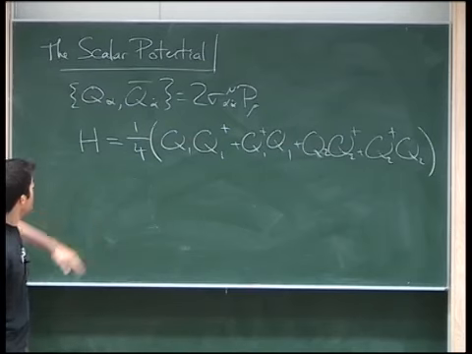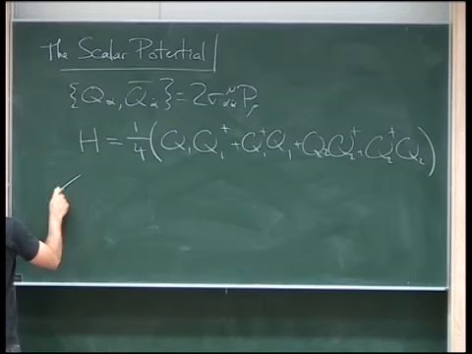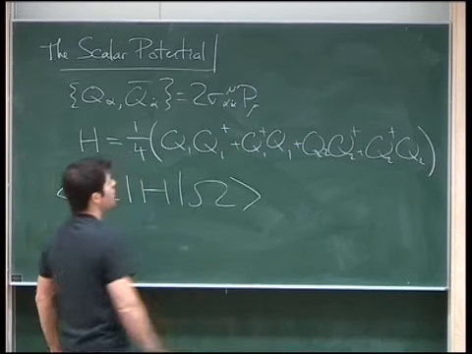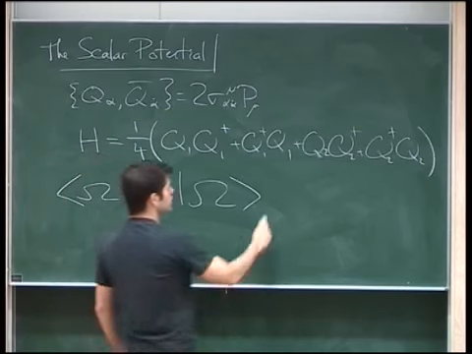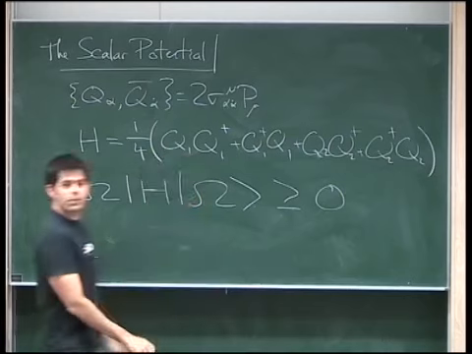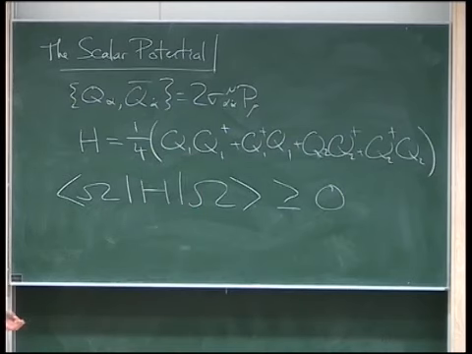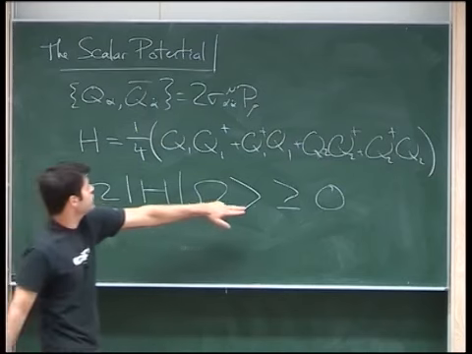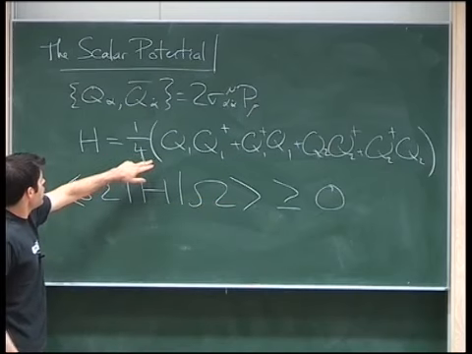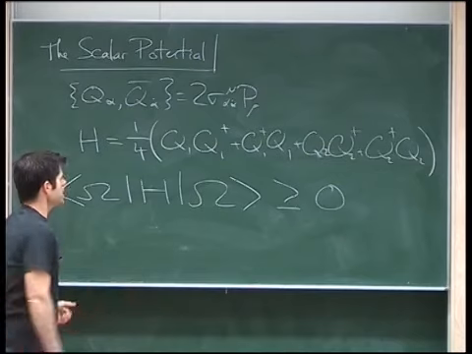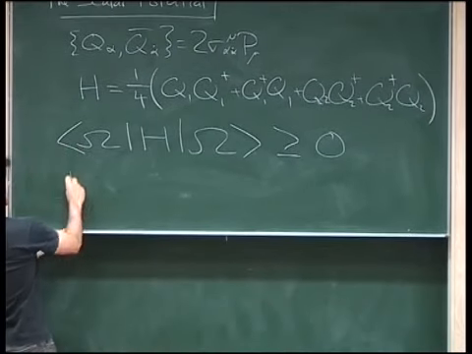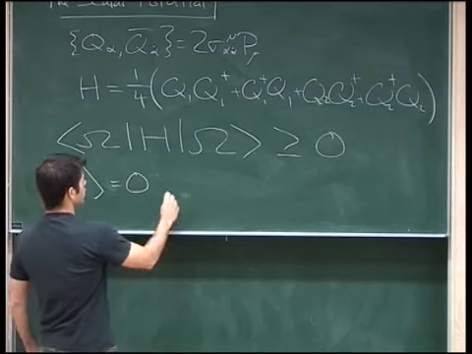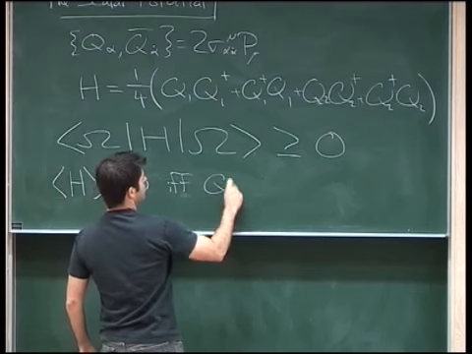Which you can see if I want to look at the expectation value in some vacuum state, whatever it is, of the Hamiltonian, this is just a sum of squares. So the expectation value is always going to be greater than or equal to 0. And in fact, the only time it's equal to 0 is if my vacuum, this thing I've written as omega here, is annihilated on both sides, so H equals 0 if I have a supersymmetric vacuum.